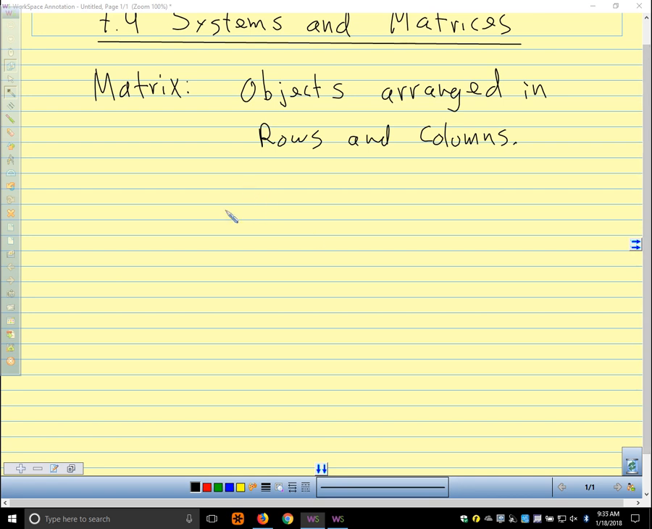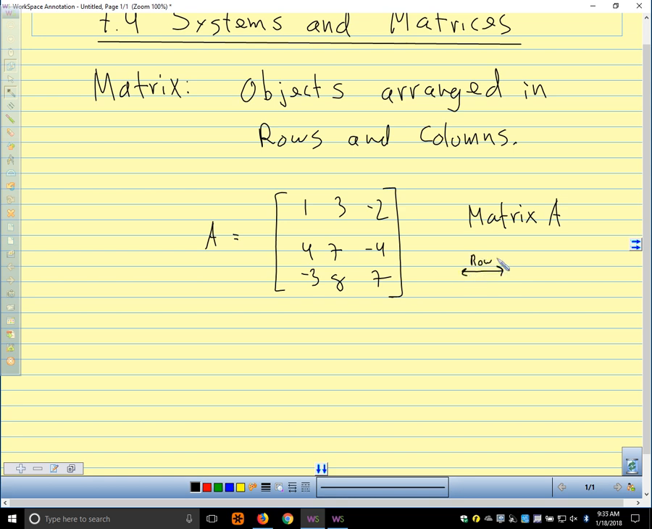So for example, I could say matrix A is this matrix. I just made up the numbers. So that would be matrix A. We usually use capital letters for matrices. In our book, you'll usually see capital letters for matrices. Just a reminder, this way is rows. This way is columns. So row 1, row 2, row 3, column 1, column 2, column 3.